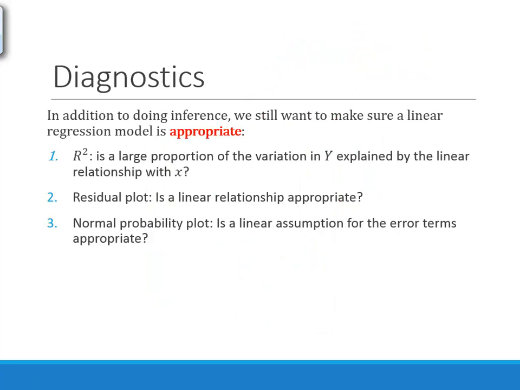In summary, before we get to that, this is what I just said. In addition to all the inference that we might do, so confidence intervals, hypothesis tests, all that stuff, we want to make sure that our model is appropriate. And we can do that by a few things: looking at R squared, making sure R squared is big enough, or not small. Hopefully it's closer to 1. Then looking at our residual plots and then looking at our normal probability plots. So these are the kind of things you want to say if I ask you to assess the model.